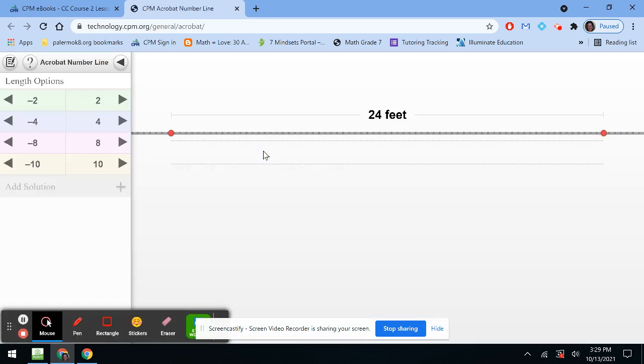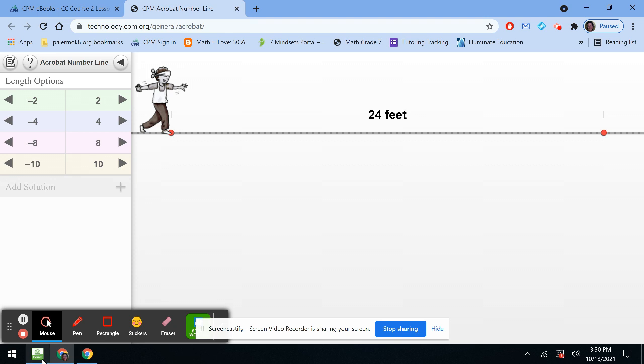And as it loads, so we have Cecil right here, my buddy, my friend, my pal. And he's trying to go 24 feet for this first problem. He can move 2 feet at a time, 4 feet at a time, 8 feet at a time, or 10 feet at a time. He also can move backwards the other direction. So like if he goes beyond the 24 feet, he can turn around and go back. That's what these guys right here are for.